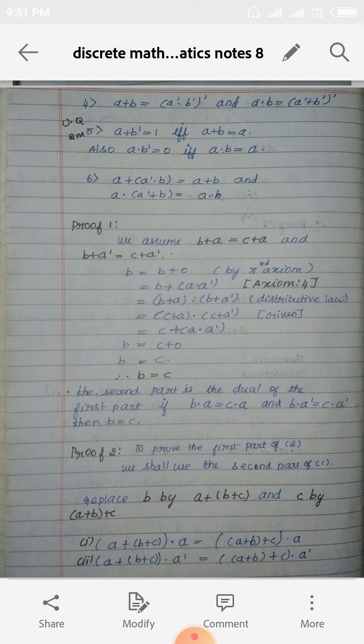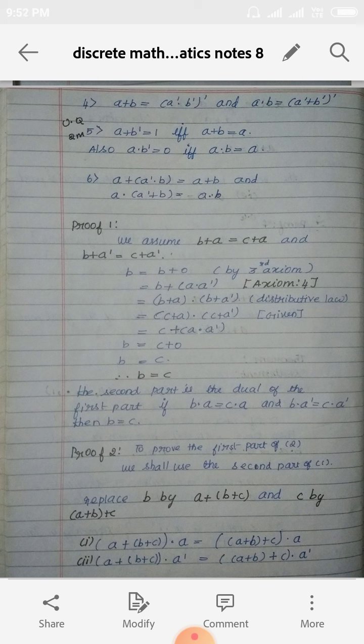We assume that b plus a is equal to c plus a, and b plus a dash is equal to c plus a dash. So see, what is right? b is equal to b plus 0. So nothing but b plus 0 can be written as a dot a dash using axiom 4.